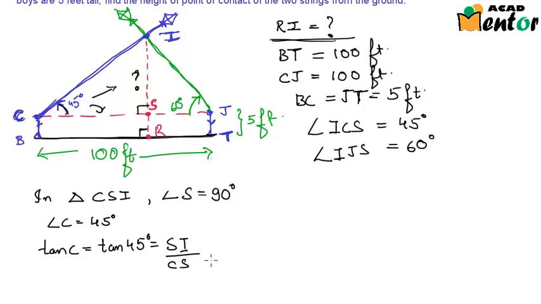And we know tan 45 is nothing but 1. So we will have SI equal to CS. Let this be equation 1.